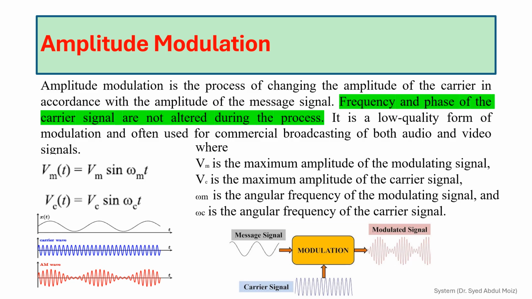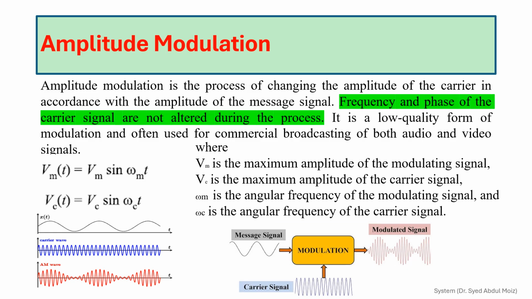The carrier wave is represented mathematically as vc(t) = Vc sin(omega_c t), where Vc is the amplitude and omega_c is the angular frequency of the carrier wave. And similarly, the modulating signal vm(t) = Vm sin(omega_m t), where Vm is the amplitude of the modulating signal and omega_m is the angular frequency of the modulating signal, such as voice or music.